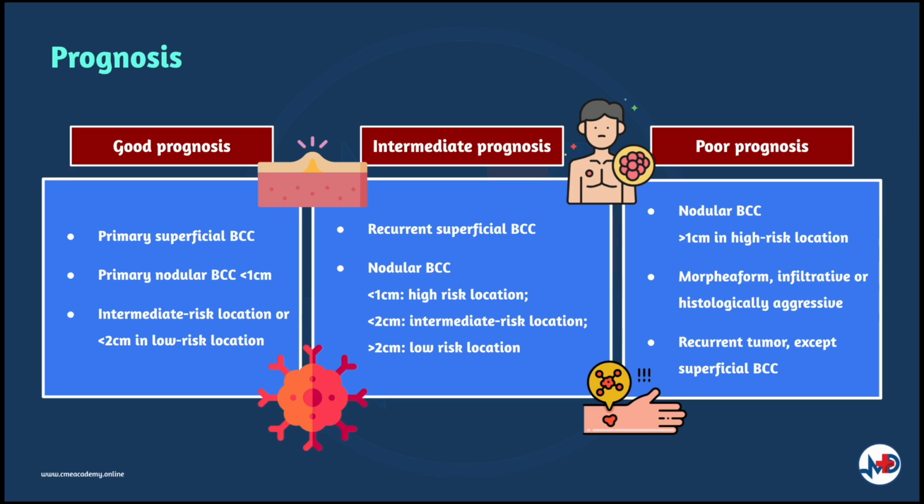Intermediate prognostic factors are recurrent superficial basal cell carcinoma and nodular basal cell carcinoma which are less than 1 cm in high-risk locations, less than 2 cm in intermediate-risk locations, or more than 2 cm in low-risk locations. Finally, nodular basal cell carcinoma of more than 1 cm in high-risk locations has a high risk of recurrence. Other poor prognostic factors are morphea-form, infiltrative or histologically aggressive tumors, and recurrent tumors.